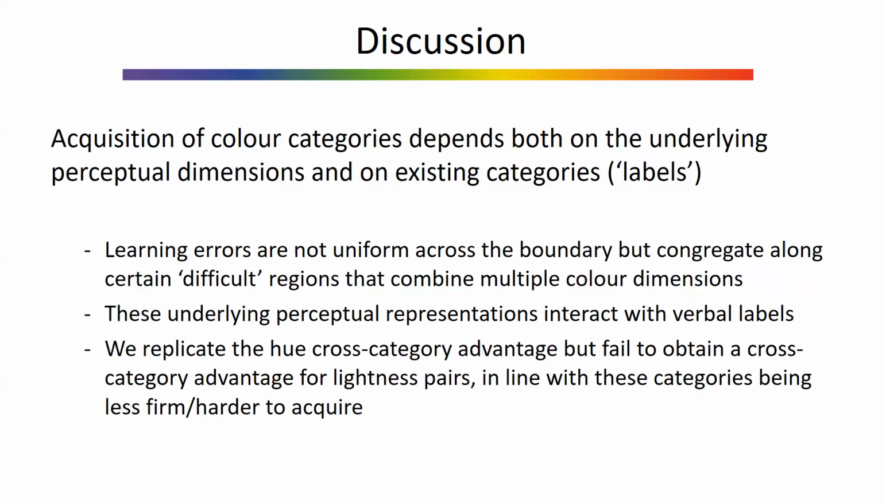We replicated the hue cross-category advantage, but we failed to obtain the same advantage for lightness pairs. And this is in line with them being harder to acquire.